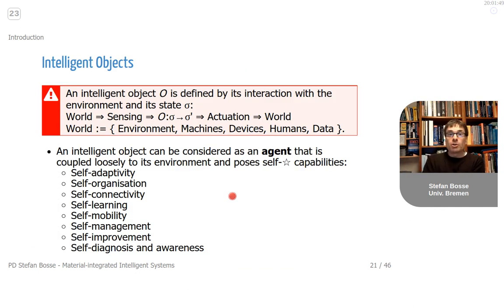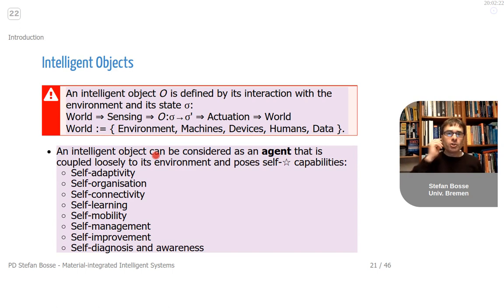We want to talk about intelligent objects. An intelligent object is defined by its interaction with the environment and its state sigma. So we have basically a closed loop. We have the world, we have sensing, perception, we have a state change of the intelligent object by computation, and we have finally actuation, modifying the world, and again and again. And the world is, for example, the environment, machines, devices, humans, or pure data.